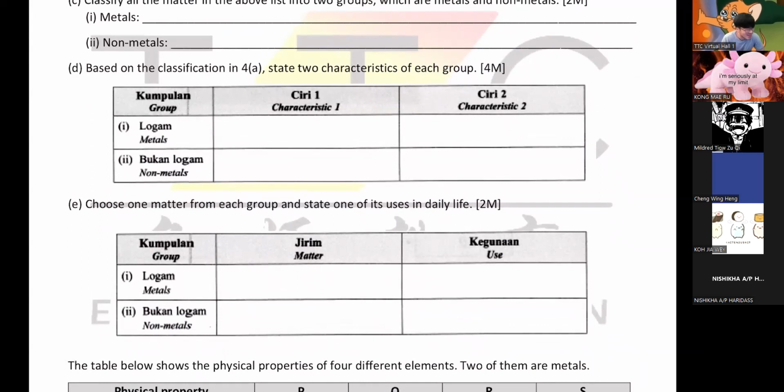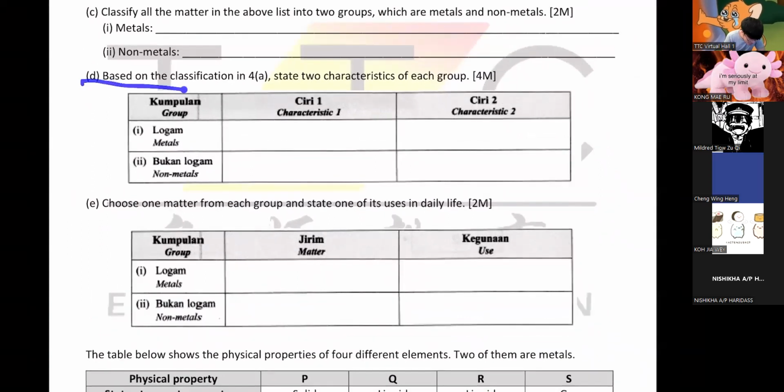Okay, anyway, moving on. So D, based on the classification in 4A, state 2 characteristics of each group. Okay, so what's your characteristic for metal? Okay, you have 2 words there already, ductile and malleable. Okay, mulu dan boleh ditempa.